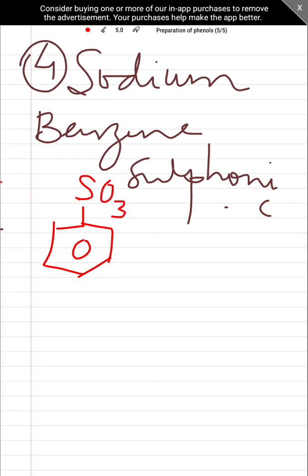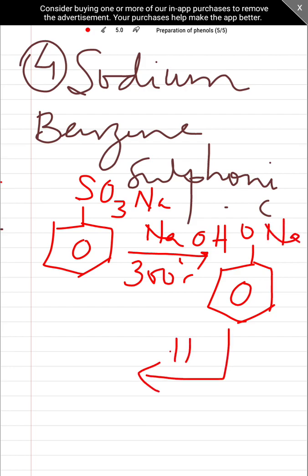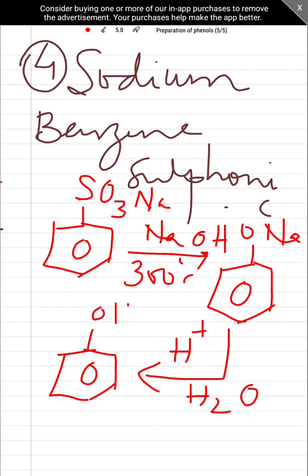SO3Na, sodium benzene sulfonate. This sodium benzene sulfonate on fusing with alkali, which means the mixture has to be heated at high temperature, around 300 degrees Celsius, produces sodium phenate, O minus Na plus. This on further acid hydrolysis is converted to phenol. This is one of the successful methods to prepare phenol.